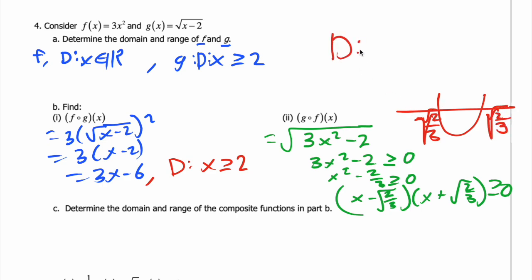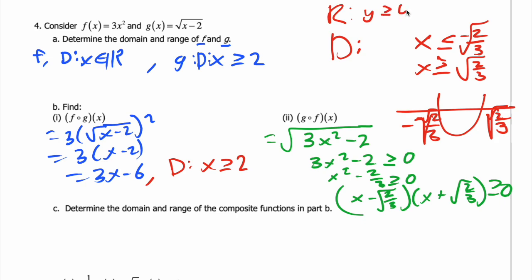So your domain here is x is when it's greater or equal to 0. So this is x is less than or equal to negative root 2 over 3, x greater than or equal to root 2/3. And the range for this value is, well, square root. Square root cannot give you a negative number. It can produce a 0, so the range is y greater or equal to 0.